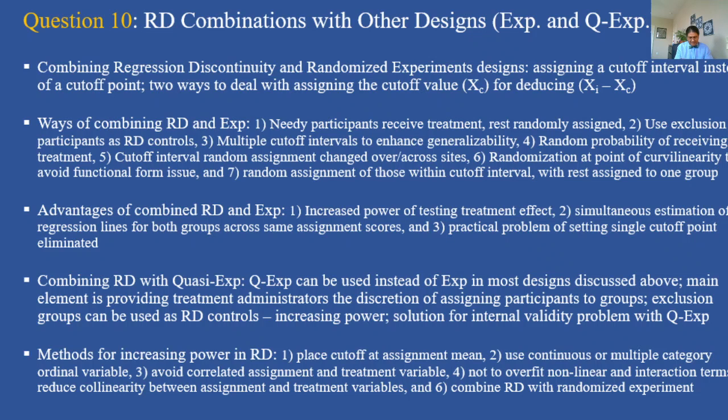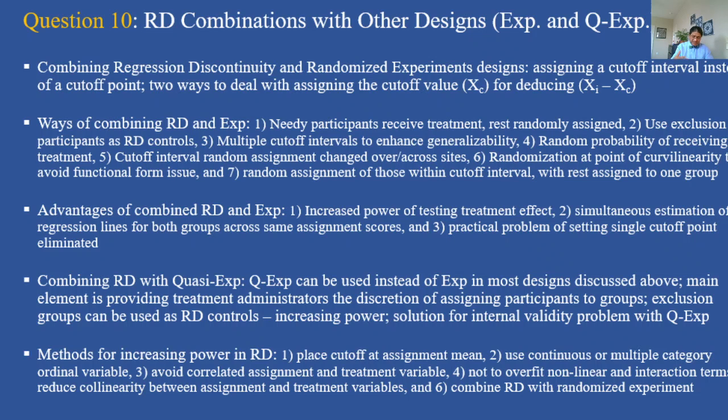The last point we are going to discuss is about the power of RD design, regression discontinuity design. So one of the issues that makes RD design less desirable than a randomized experiment is its reduced power due to collinearity between the treatment and assignment variables. So following are some of the methods suggested in the book to increase the power of such RD design, regression discontinuity design. One is placing the cutoff value at the mean of the assignment variable.